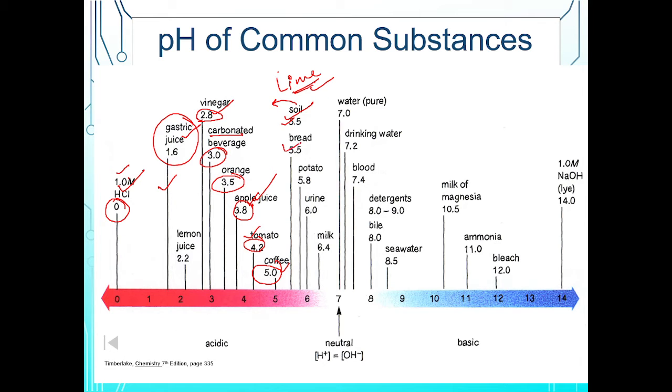Then your bread, that is basically 5.5, as it is produced by the action of yeast on your maida, right? So this yeast will definitely form some amount of acid, because the fermentation is taking place, right? So that is why it will show acidic pH of 5.5. Again, potato, urine, milk, etc. is having so and so pH.